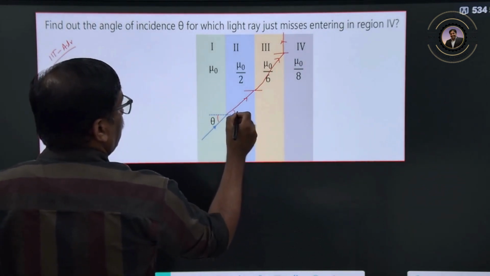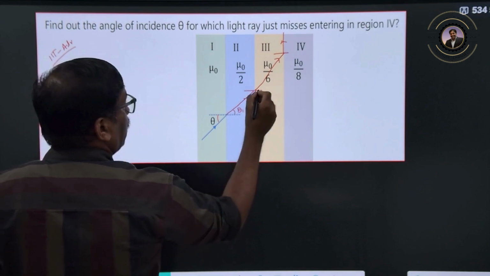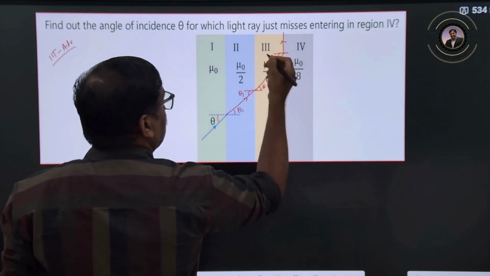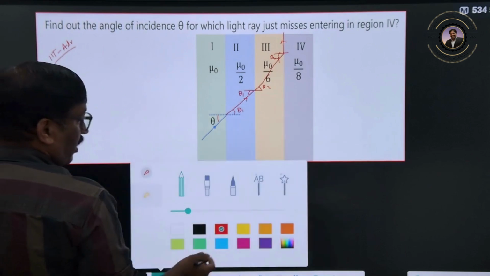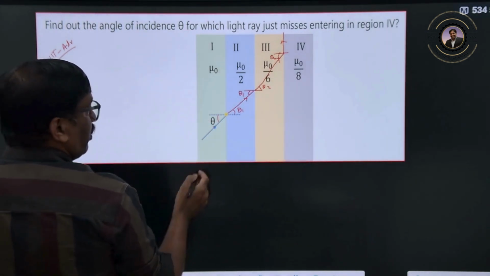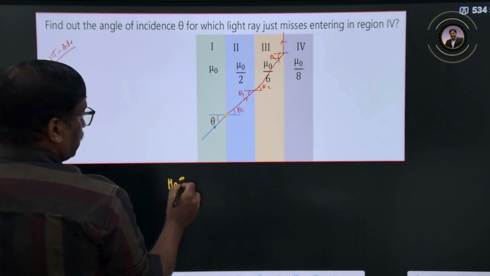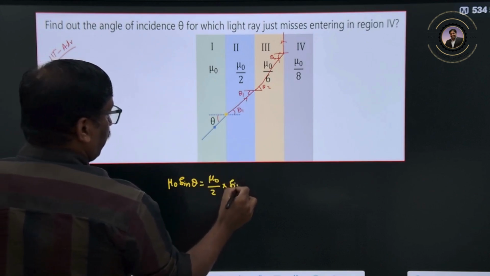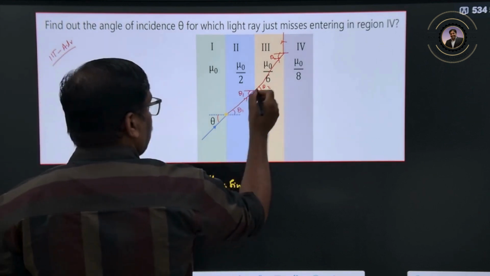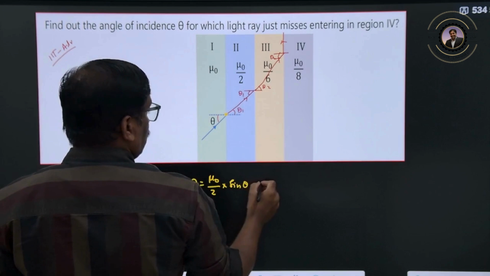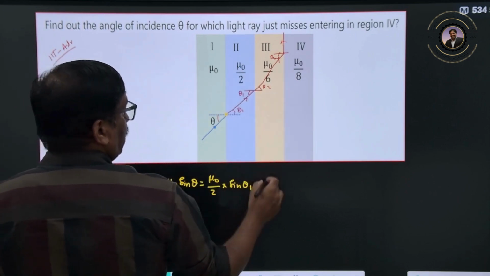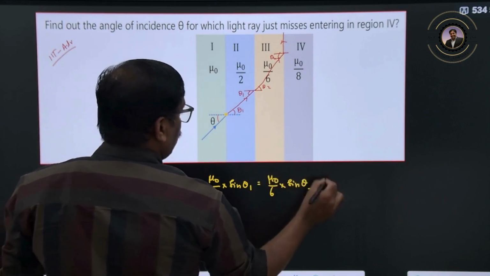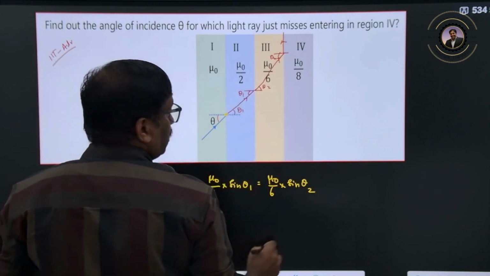Suppose this is theta 1, this also theta 1, this is theta 2, so this also theta 2. Theta 2 should make the critical angle. We will apply Snell's law at each and every point. So mu naught into sin theta equals mu naught by 2 into sin theta 1. Then this theta 1 and this theta 1 we apply: mu naught by 2 into sin theta 1 equals mu naught by 6 into sin theta 2. This theta 2 is also the same.